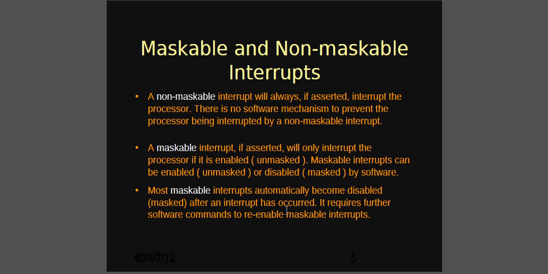Most maskable interrupts automatically become disabled after an interrupt has occurred. If one interrupt occurs, all of the maskable interrupts are automatically disabled, so that the CPU can finish servicing the interrupt service routine for the current interrupt.